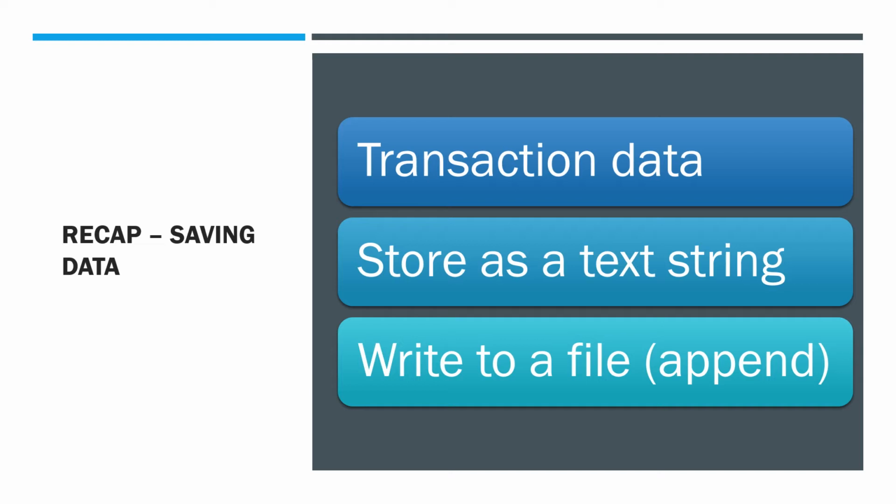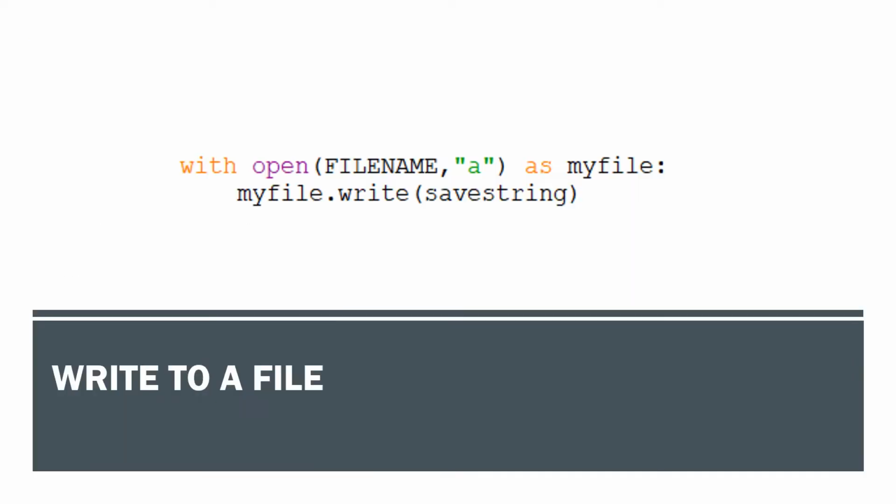To briefly recap what we did last lesson, you saved transaction data, stored it first of all as a text string, and then appended that string to a file. This is the command you used last lesson to write data to a file. It only takes these 2 lines. Let's have a quick look at the contents of this command.